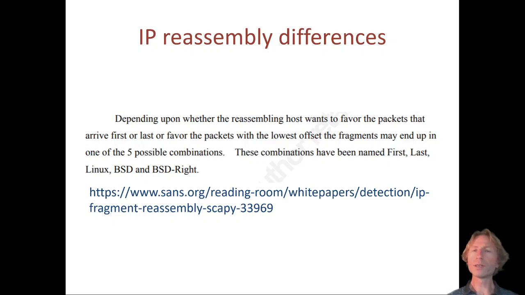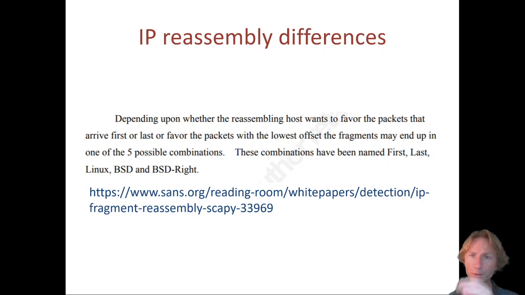So such IP reassembly differences do exist. Depending on whether reassembling favors the packets that arrive first or last, or packets with the lowest offsets, fragments may end up in very different positions. We call these combinations first, last, Linux, BSD, and BSD-right. If you want to know more about that, here's the link.